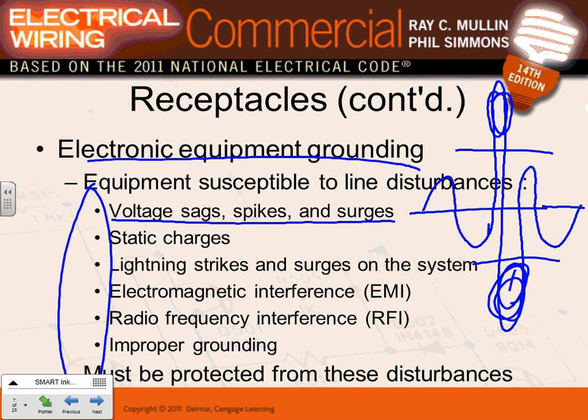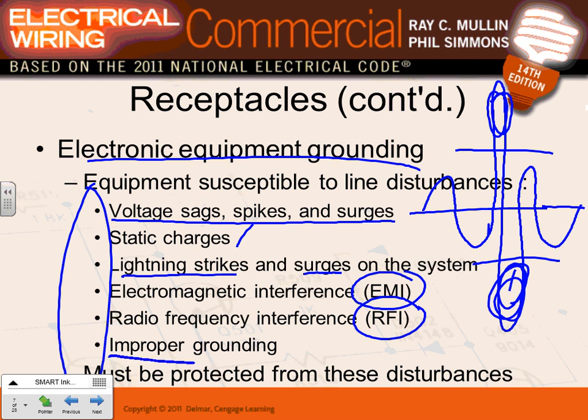Statics are gone, eliminate statics. Lightning strike, surges from lightning strikes. Electromagnetic interference is a big deal. RFI, radio frequency interference. Improper grounding, because now we have two grounds, must be protected from disturbance.